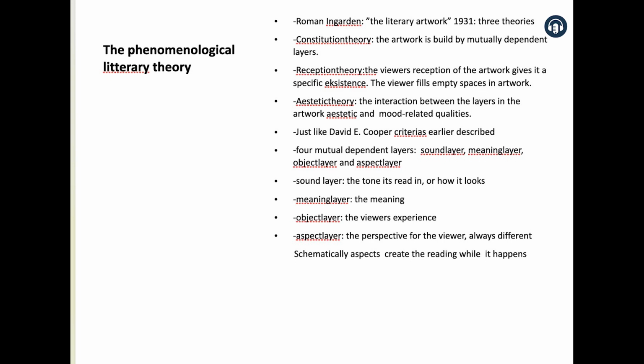Schematically, aspects create the reading while it happens. And the difference between the object layer and the aspect layer is that the object layer is the objective view of the artwork, while the aspect layer is every time. If I look at a picture three times, it's different because my mood is different, or the lighting is different, or something like that, or I see something new in the picture. That is the difference between the aspect and the object layer.